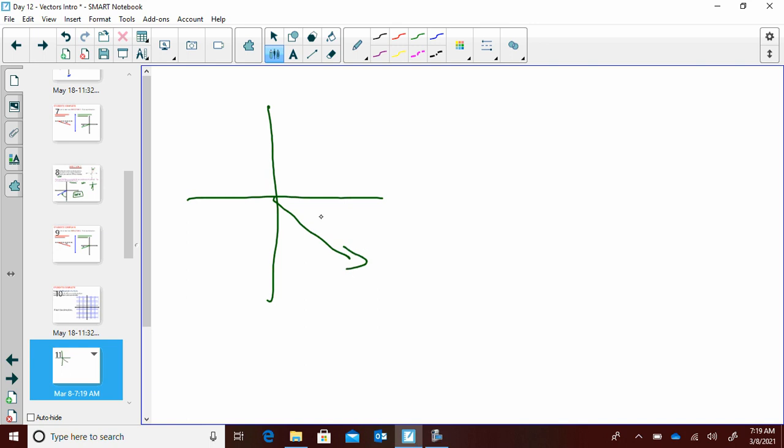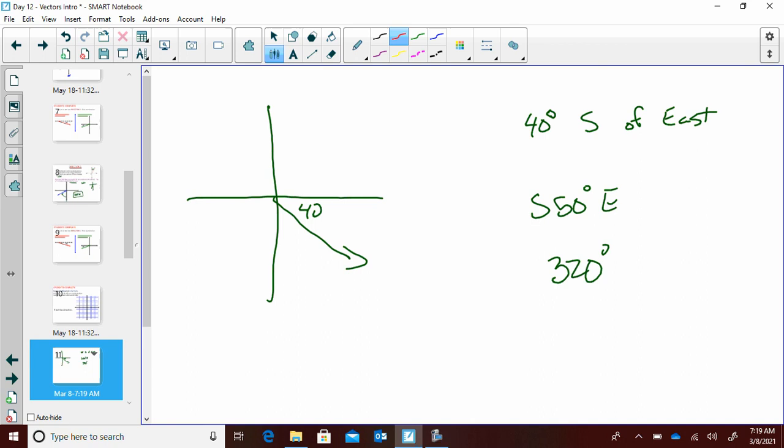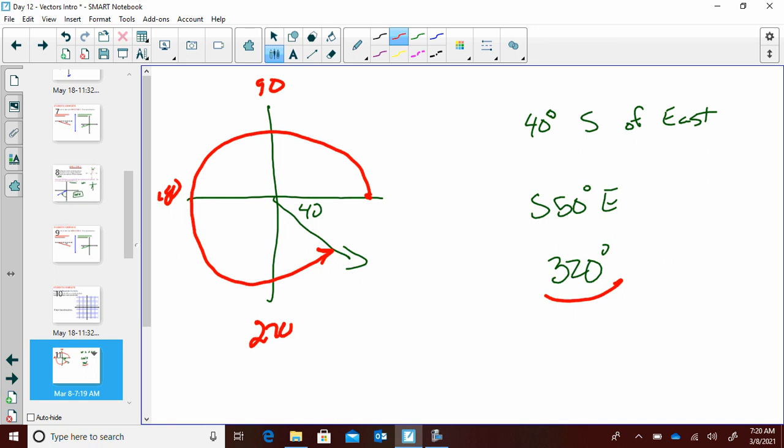If we had, this is 40, we can call this 40 degrees south of east. We can call it south 50 to the east, right? Because this is actually 50. Or we can call it 320 degrees. Because at 320 degrees, we start here. We go all the way around. Remember our 90, 180, 270, that's 50. 270 plus 50 is my 320, or I can even think of it as 360 minus the 40 is my 320. So I have those 3 ways to do it.